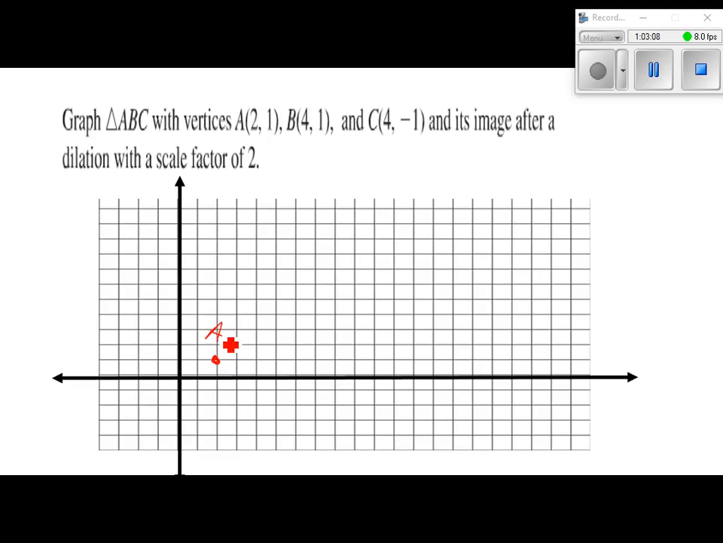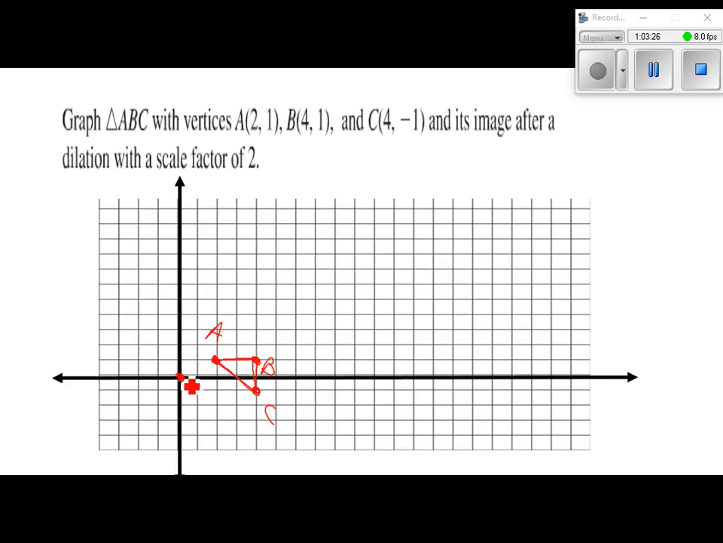4, 1, that's B. 4, -1, that's C. So that's our original triangle. Now when I do the scale factor of 2, what's going to happen to that? It's going to get bigger.